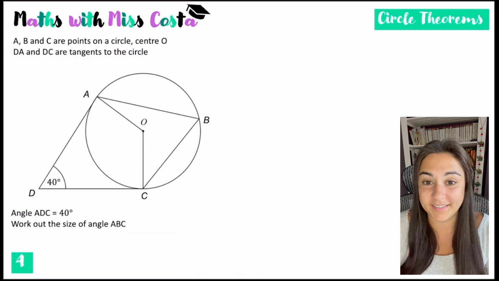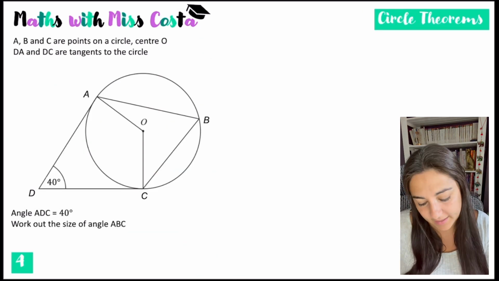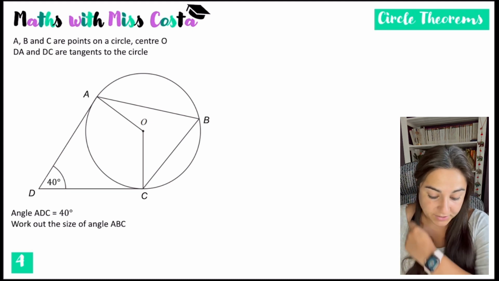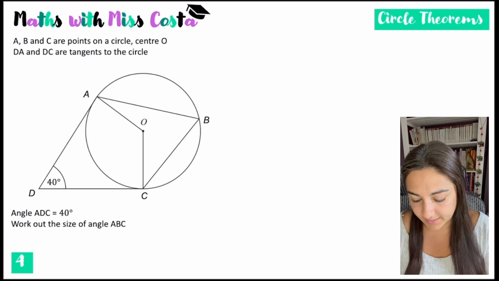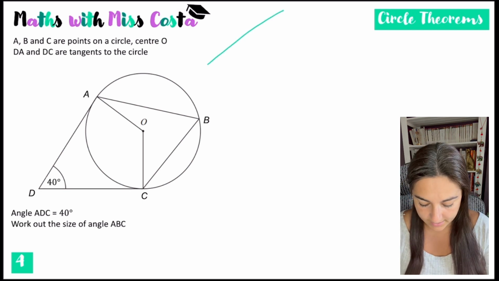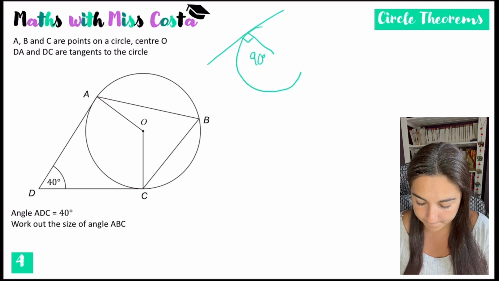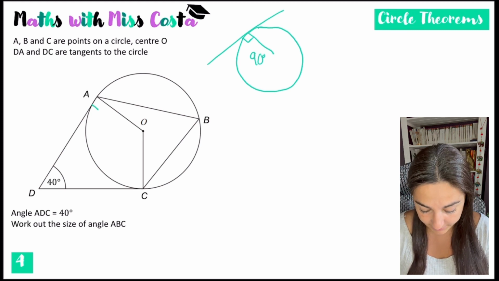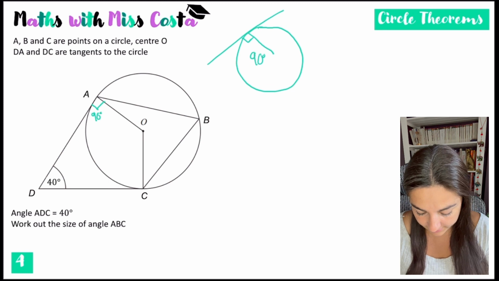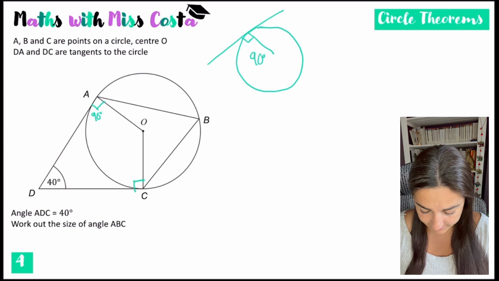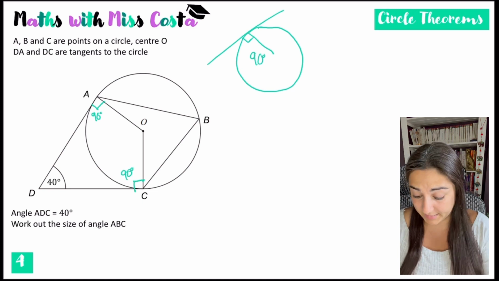Okay, next we've got some fun circle theorems. A, B and C are points on a circle, centre O. We've got tangents to a circle. Now, what do we know about a tangent to a circle? Well, a tangent and a radius always meet at 90 degrees. So if you've got a radius of a circle and it meets a tangent, it's always going to be at 90 degrees. So I know that this angle here and this angle here must be 90 degrees because the radius meets a tangent.